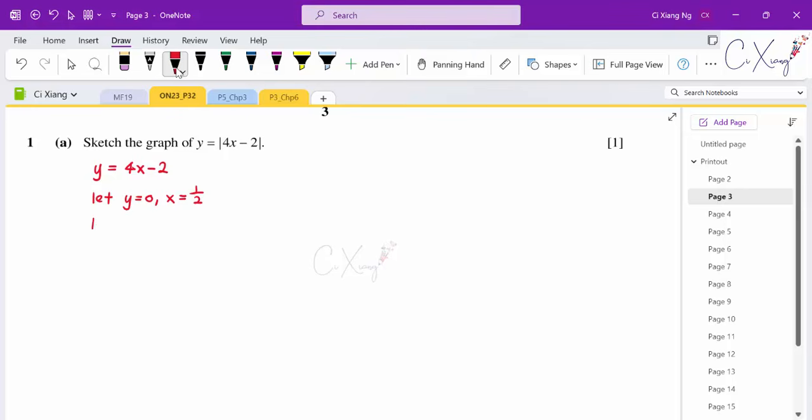Okay, and after that, if I let x equals to 0, then I will get my y-intercept. So my y-intercept is actually equals to -2. For one linear graph, basically it is enough for you to have 2 points. Once you have the 2 points, you can draw the linear line. So I'm having x equals to half and y equals to 0.